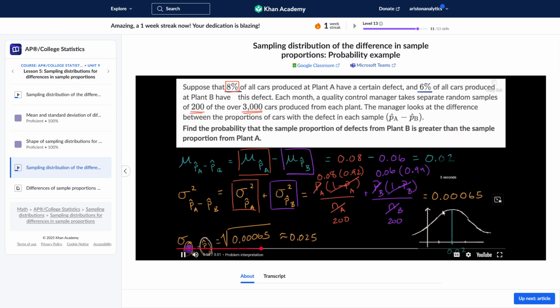Probability that the sample proportion of defects from plant B is greater than the sample proportion from plant A. This is equivalent to the probability that the difference of the sample proportions is greater than zero. So yeah.